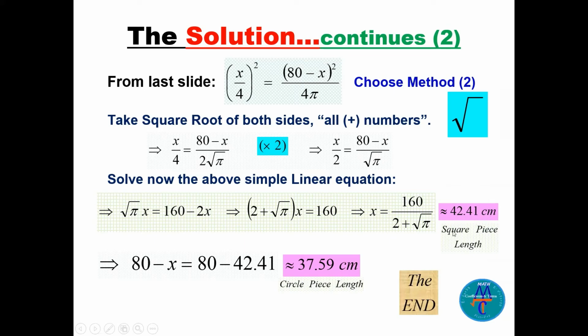This is the length we use to make the square. So 80 minus x will be 80 minus 42.41, which is almost 37.59 centimeters. This is the circle piece length. So the square took more length than the circle. This is the end of this question. I hope you enjoyed it.